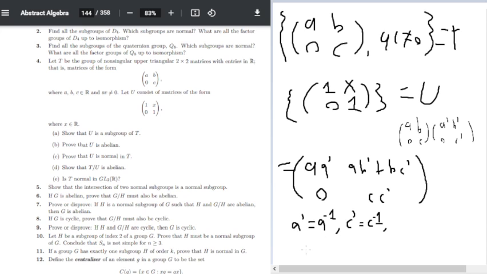And knowing this, we have a, b prime plus b c to the negative 1. So we take this, we move it to the other side, and we get b prime is going to be equal to negative b c to the negative 1 over a. So let's keep these notes over here.